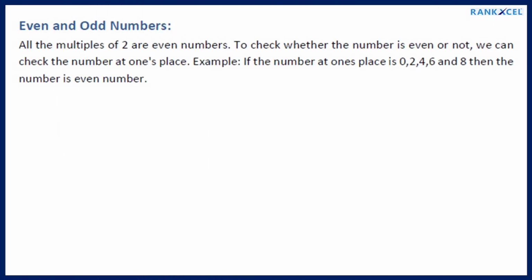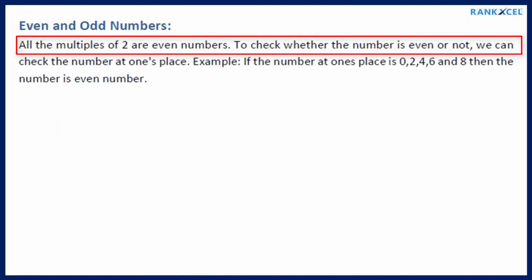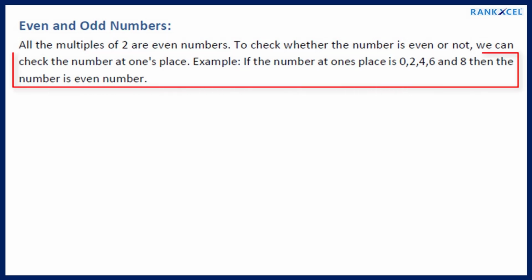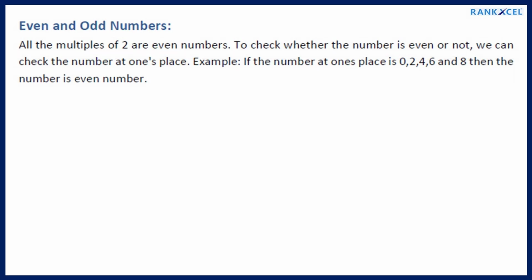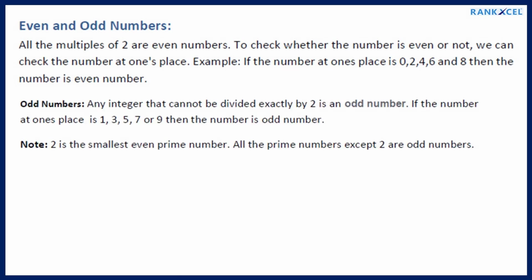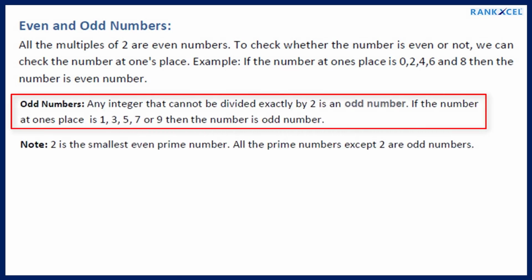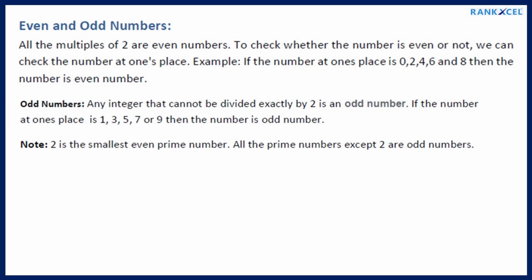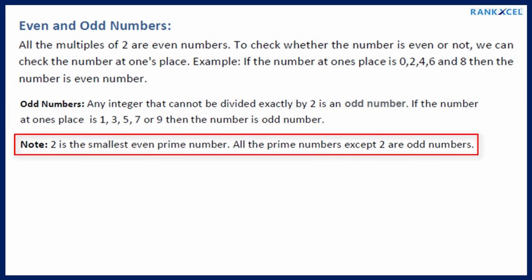Even and odd numbers. All the multiples of 2 are even numbers. To check whether the number is even or not, we can check the number at 1's place. Example, if the number at 1's place is 0, 2, 4, 6 and 8, then the number is an even number. Odd numbers. Any integer that cannot be divided exactly by 2 is an odd number. If the number at 1's place is 1, 3, 5, 7 or 9, then the number is an odd number. Note: 2 is the smallest even prime number. All the prime numbers except 2 are odd numbers.